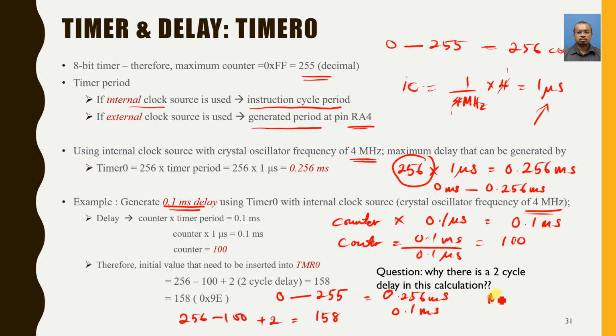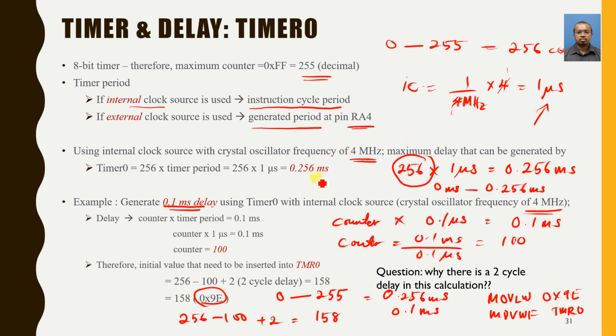How to do that? Simple, MOVLW. You can choose D'158', easier, and then MOVWF TMR0. As simple as that. If you don't want to use decimal 158, you have to convert into hexadecimal, which is 0x9E. That is up to your preference.